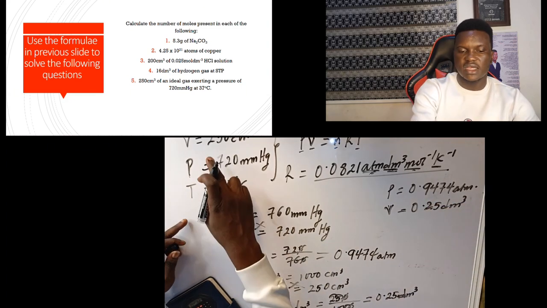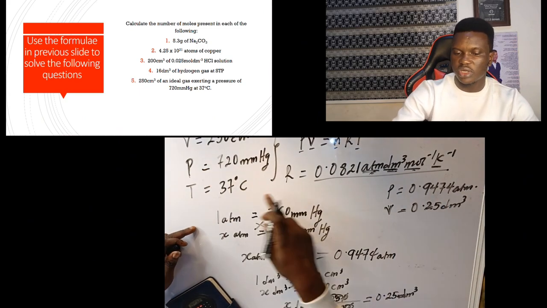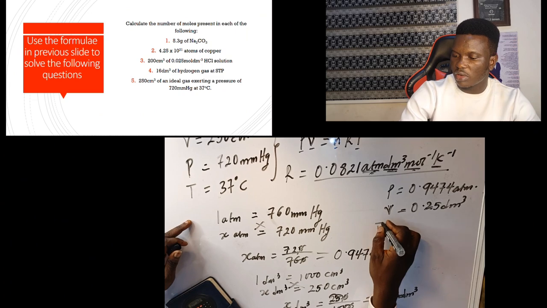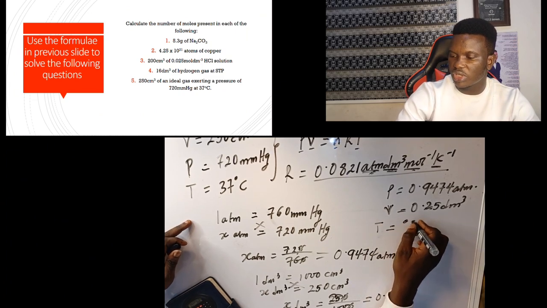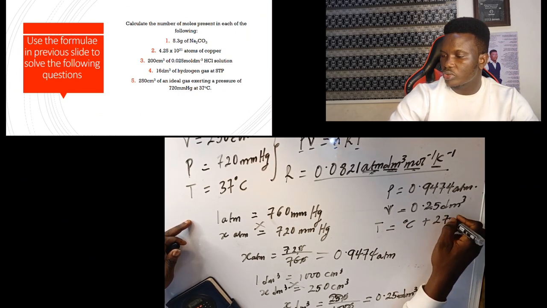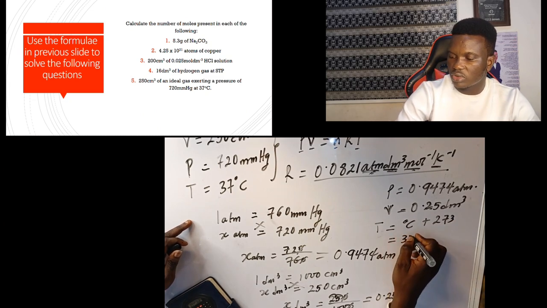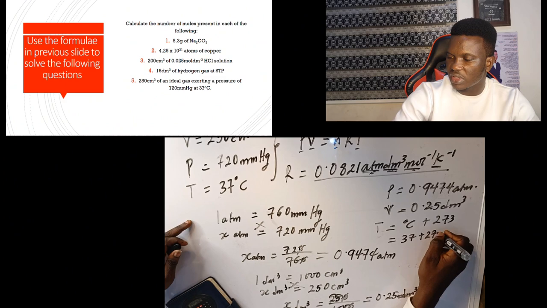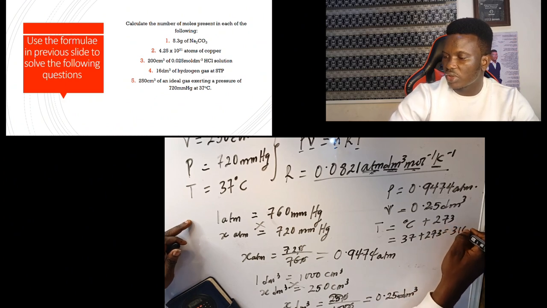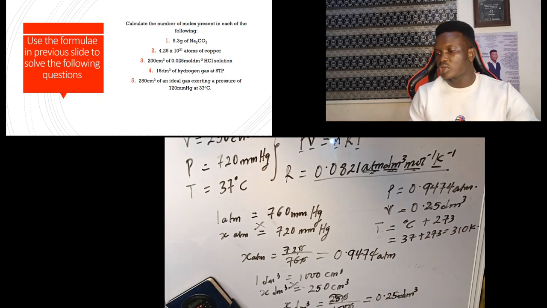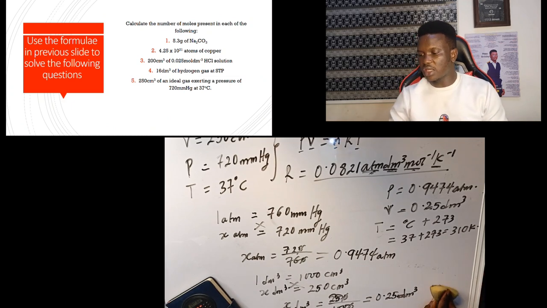So we have converted V, we have converted P. So let's convert temperature. Temperature in Kelvin is going to be degrees Celsius plus 273, and that's going to be 37 plus 273, which gives us 310 Kelvin. So the temperature value now is 310 Kelvin.